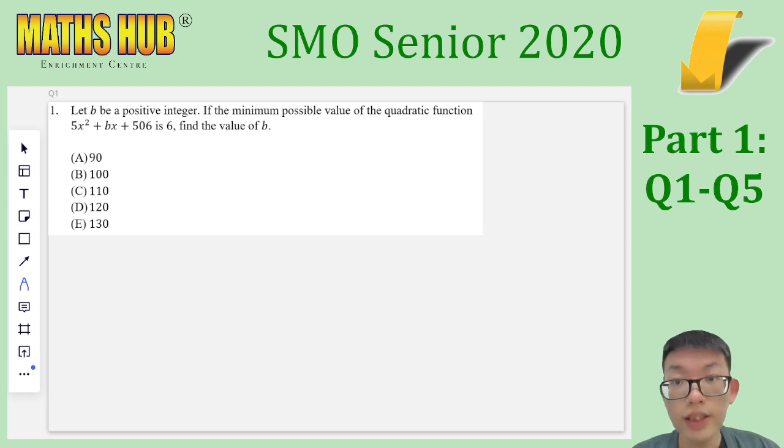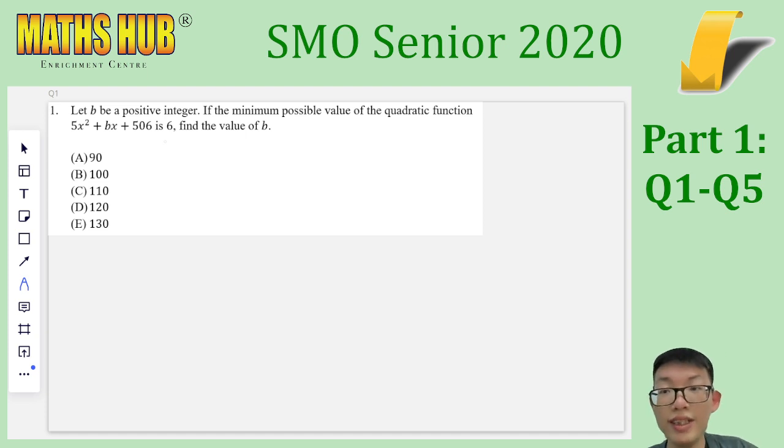For the first one, b is a positive integer, and we are told that the minimum possible value of the quadratic function 5x squared plus bx plus 506 is equal to 6. And we are asked to find the value of b. There are 2 reasonable approaches to deal with this. One of them is probably a little easier than the other computationally speaking, but given that you have ample time to deal with these questions, about 6 minutes per problem, I think either method is perfectly fine.